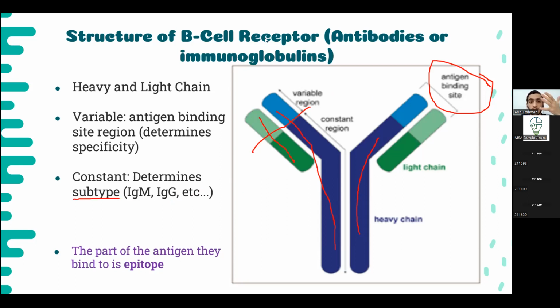So there are only 5 different subtypes you can have for the constant region: the IgMs, IgGs, IgAs, IgEs, or IgDs. We'll discuss them later, okay? But what I need you to know is that the variable region determines the specificity, or what antigen we're going to bind onto, and the constant region determines the subtype of the antibody. And the last part is that the part of the antigen that you bind onto is called an epitope. So an antibody binds on the epitope of an antigen.